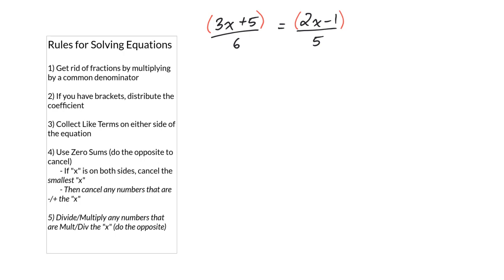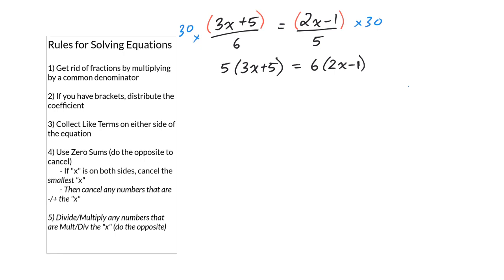I then go forth and do all the steps that I've been doing just as I have done before. So step 1 is to get rid of the denominators. I have a 6 and a 5 in the denominator. My lowest common multiple is a 30. So I'm going to multiply both sides by 30.